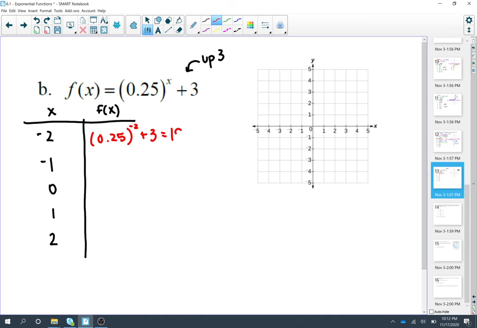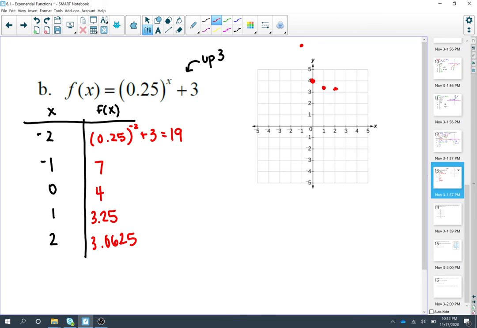You should get 19. That's not fitting on my graph. Substitute in -1. Should get 7. So I'm going to guesstimate that one. Substitute in 0, 4, 1, 3.25, 2, 3.0625, 3 point, and then a little bit more.